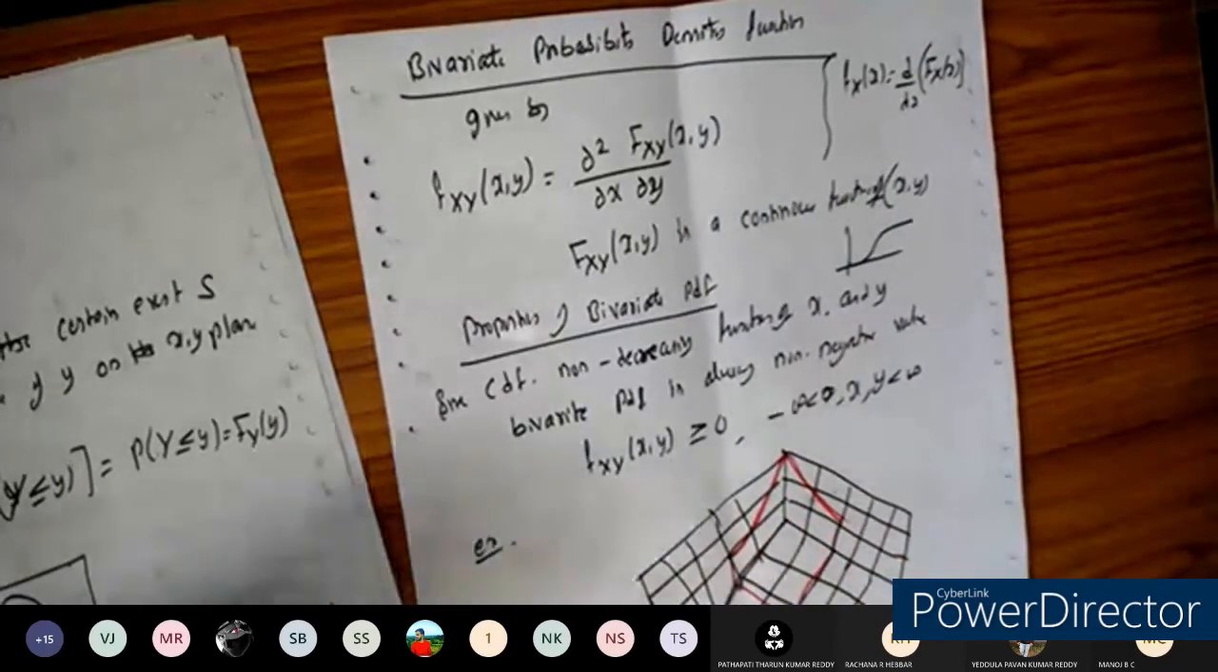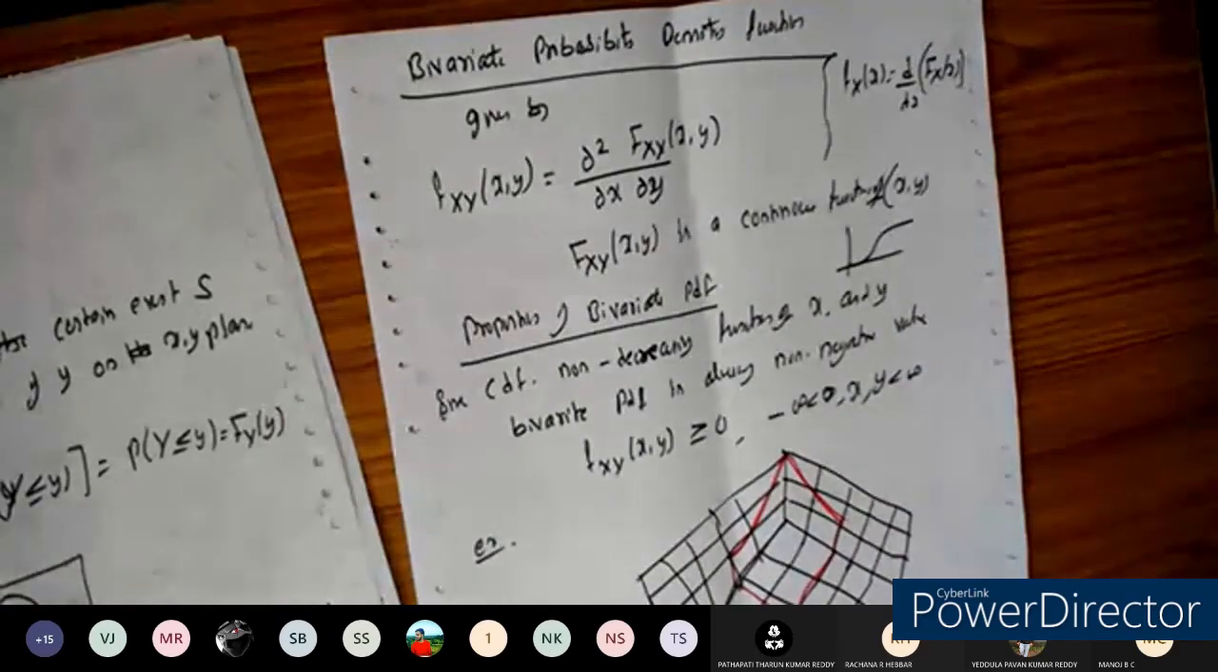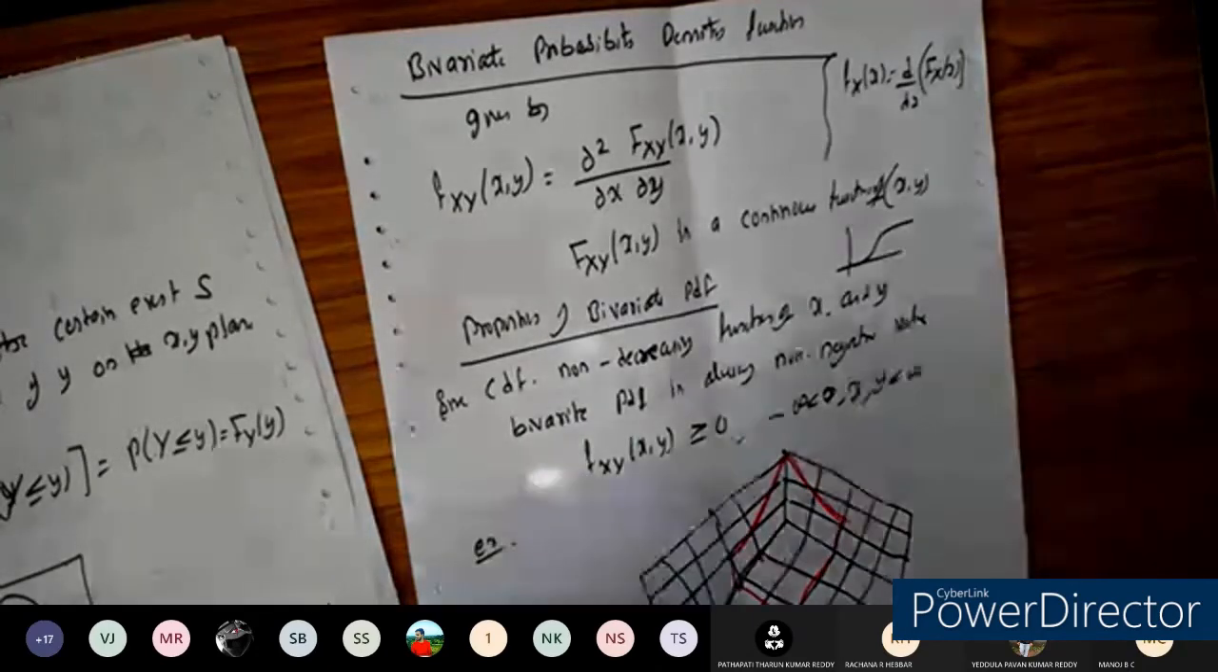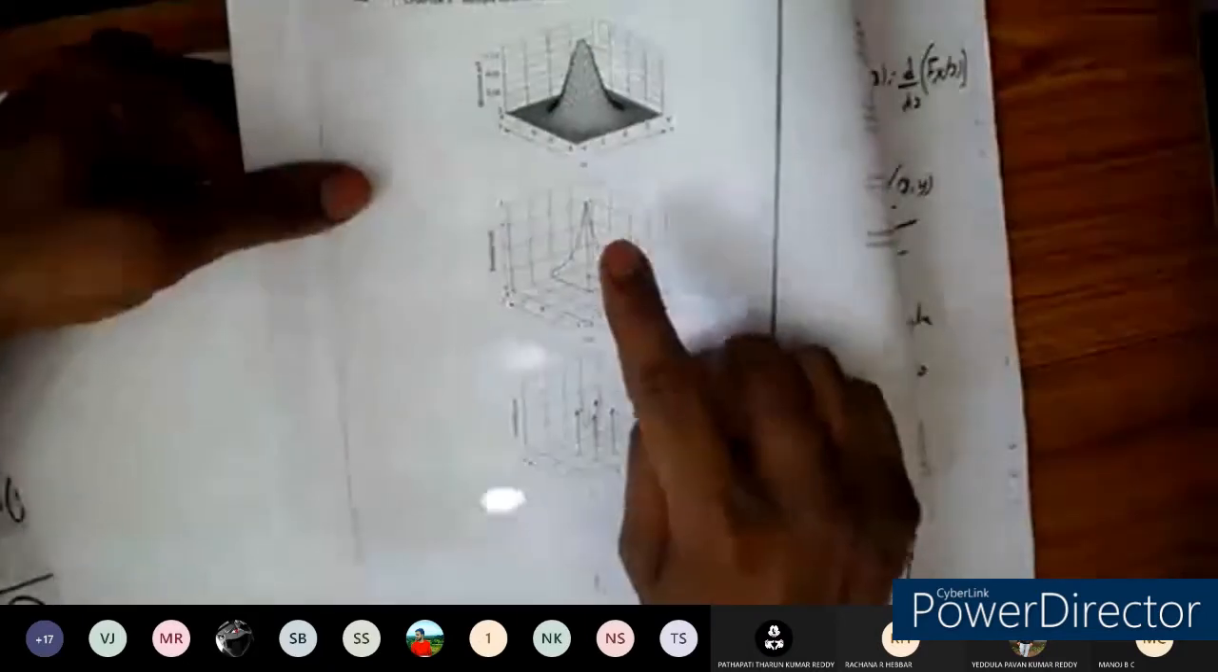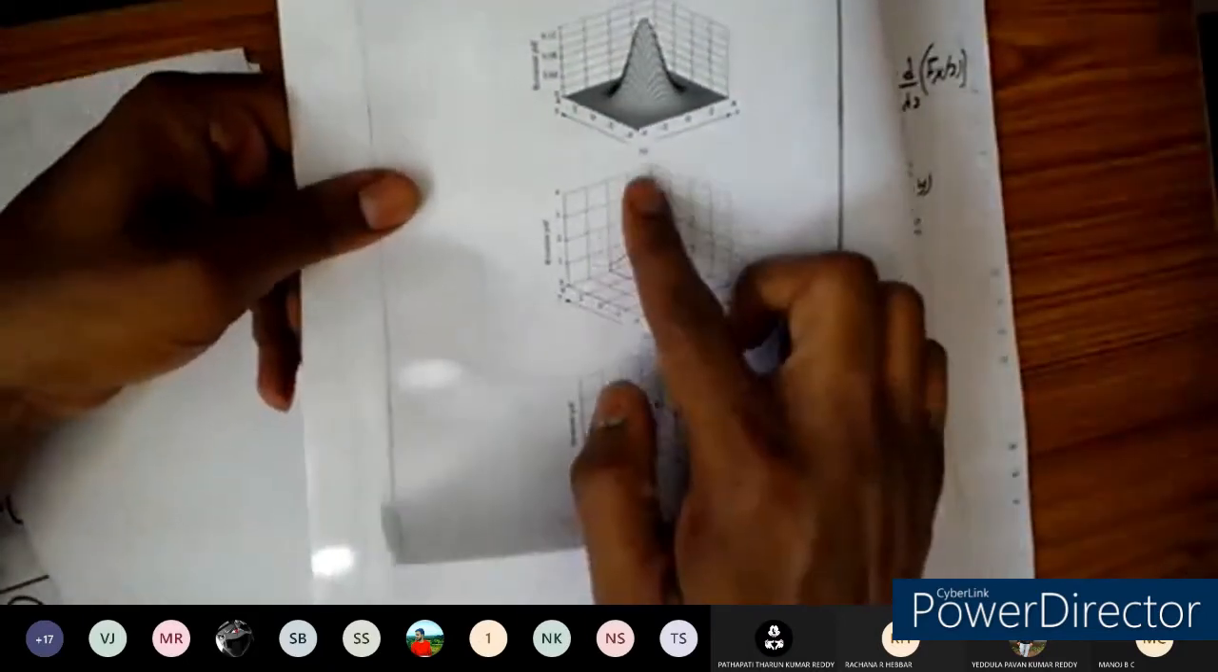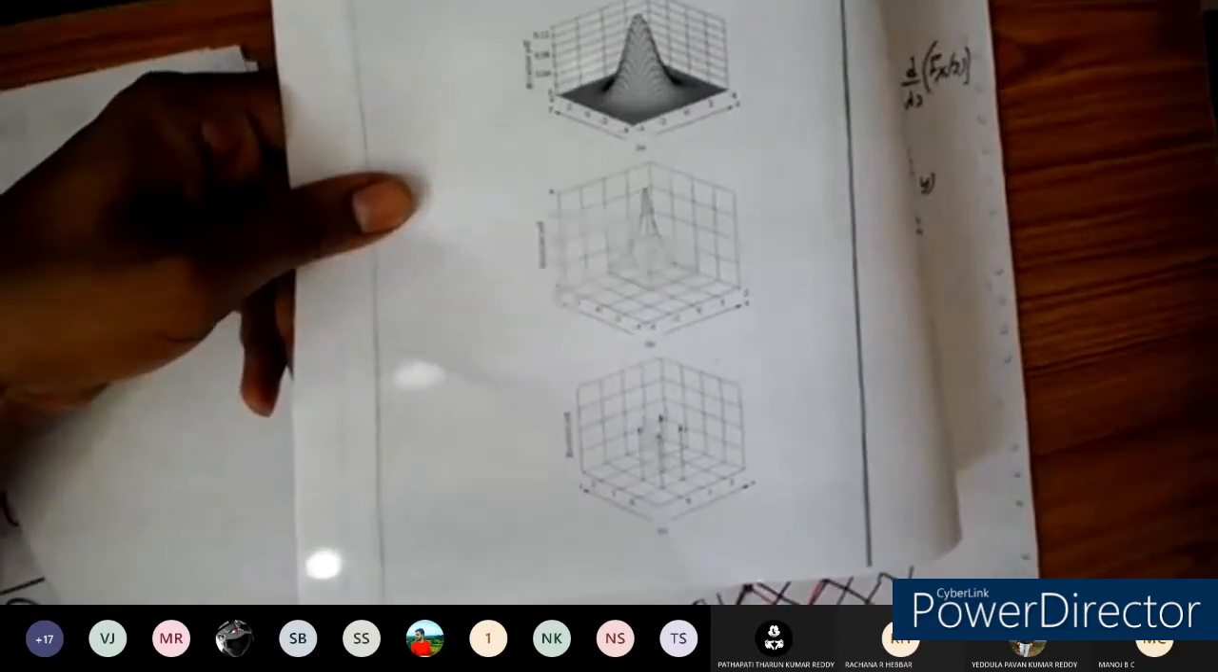Different examples are given in the textbook. I'm not a good painter, and I don't know how to draw, so I will show the example from the textbook. This is the bivariate CDF, and you can draw it accordingly as a 3-dimensional graph.